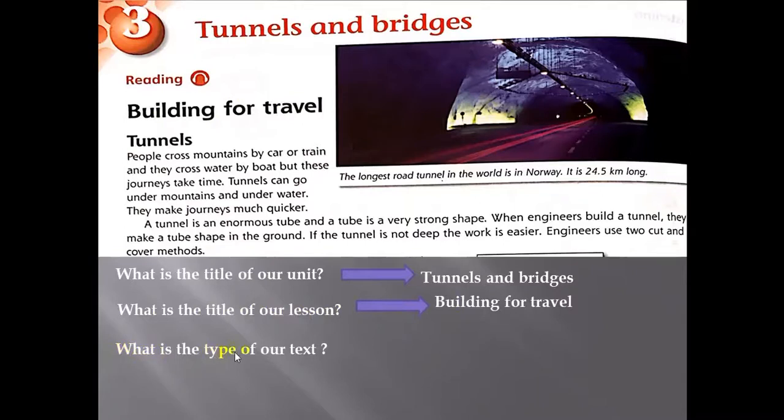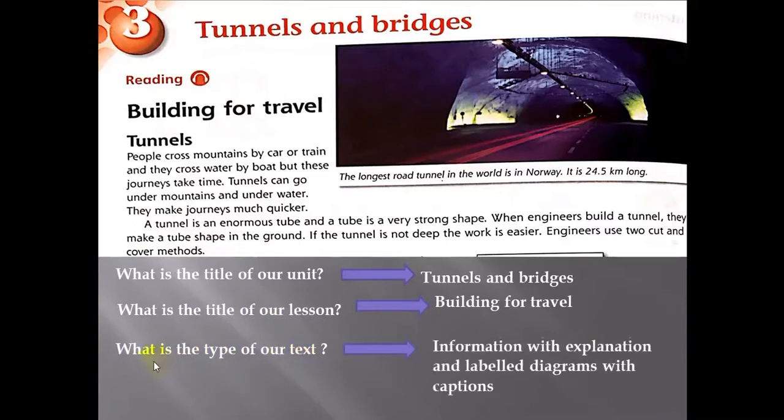Now, what is the type of our text? The type of our text is information with explanation and label diagrams with captions. Again, what is the type of our text? The type of our text is information with explanation and label diagrams with captions.